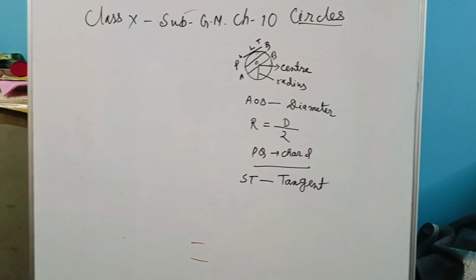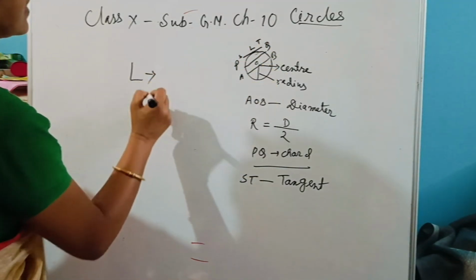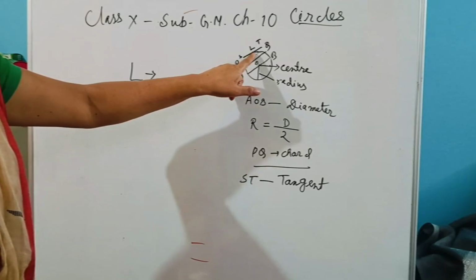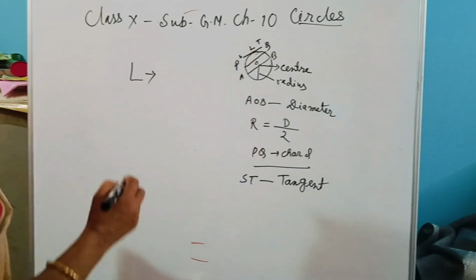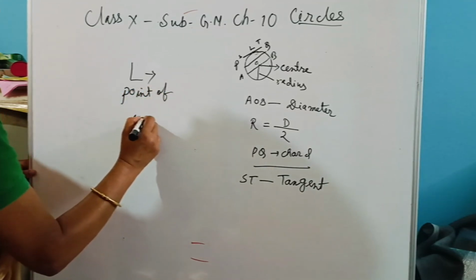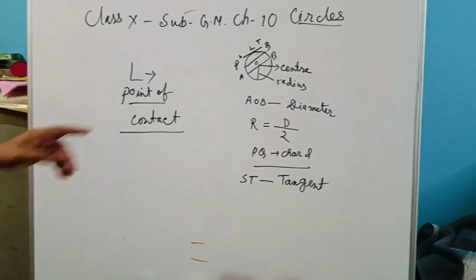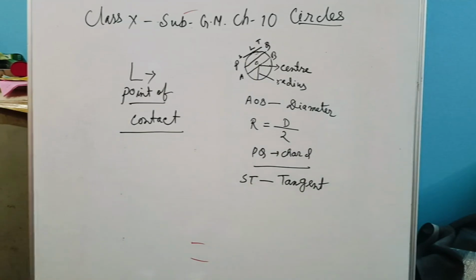Now, what is the name of this point? What is the name of L? L is the point at which the tangent touches the circle, and it is known as the point of contact. It is the point of contact. Okay. PST is the tangent. And according to theorem 10.1, what is the relation between radius and point of contact?